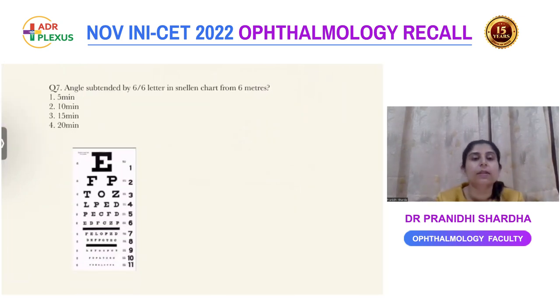Next question is a very basic type of question on the Snellen chart. The Snellen chart is the most common chart used for visual acuity assessment. The question is: what is the angle subtended by a 6/6 letter in the Snellen chart from 6 meters? To solve this question, firstly we have to discuss the basic terminologies used in visual acuity. What are the numerator and denominator we use in the Snellen chart?